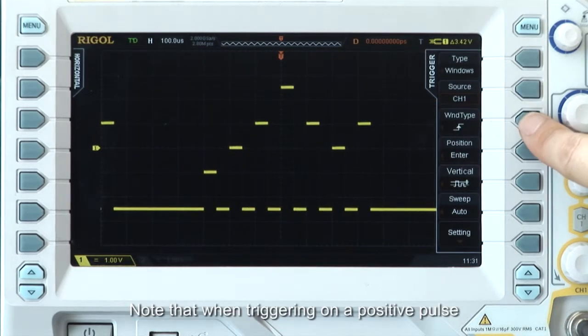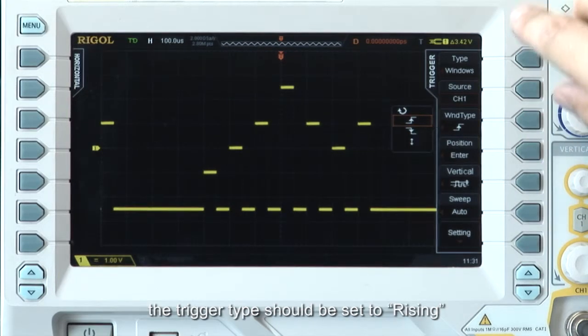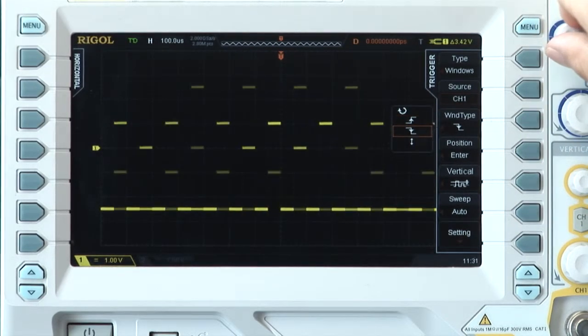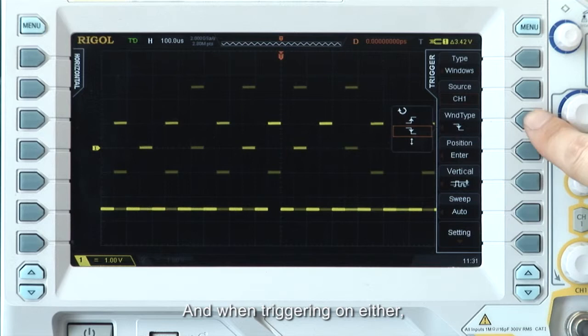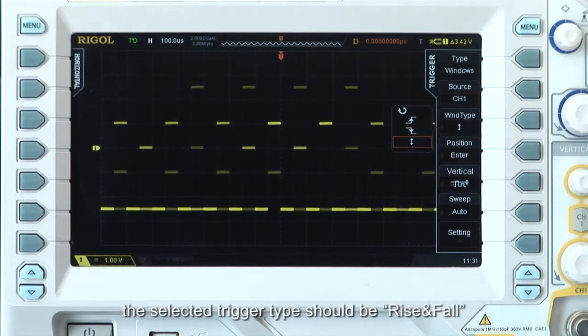Note that when triggering on a positive pulse, the trigger type should be set to rising. When triggering on a negative pulse, the trigger type should be set to falling. And when triggering on either, the selected trigger type should be rise and fall.